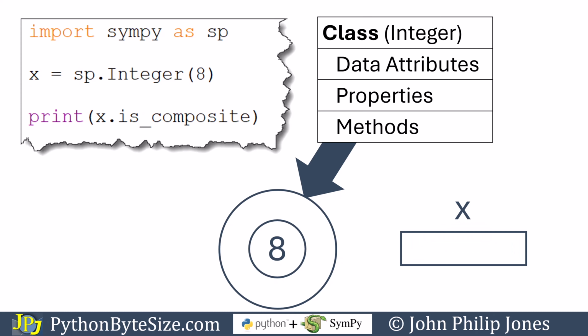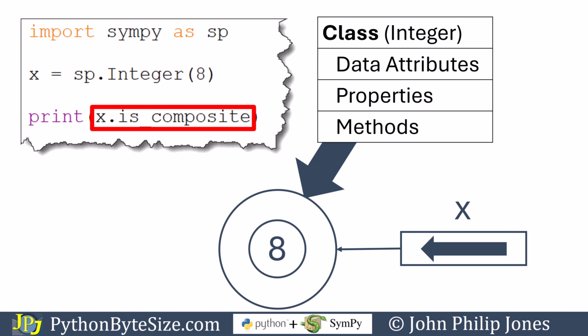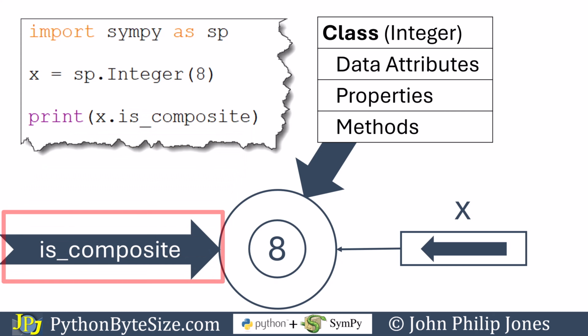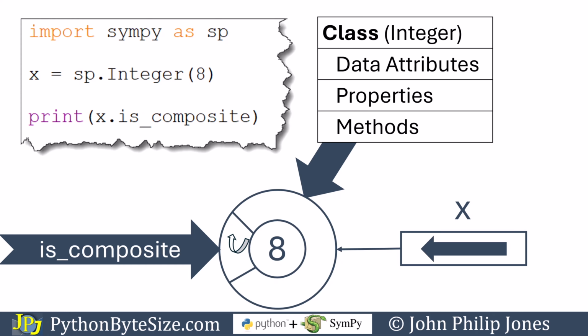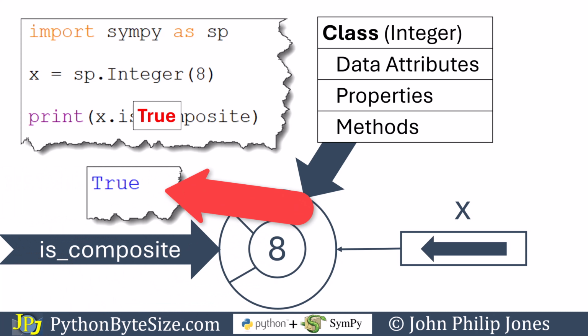Now, x will be the object reference that points to the object, points to the instance of the SymPy integer class. Now, this bit of the code sends a message to the object as illustrated in the schematic diagram below. Now, the property will know that 8 is composite. Consequently, it'll have the value of true that is returned to this position, and this gets printed out, as you can see in the runtime here.